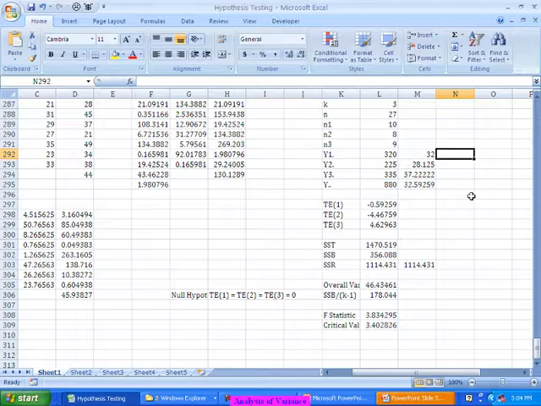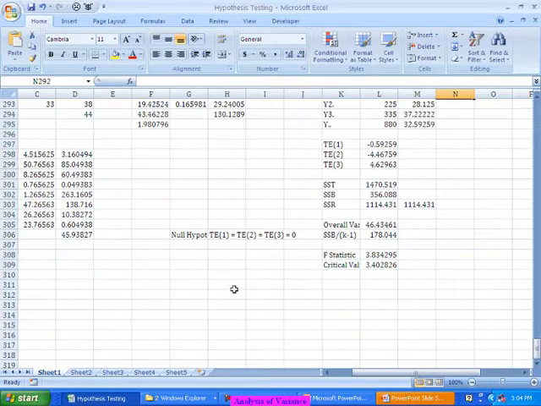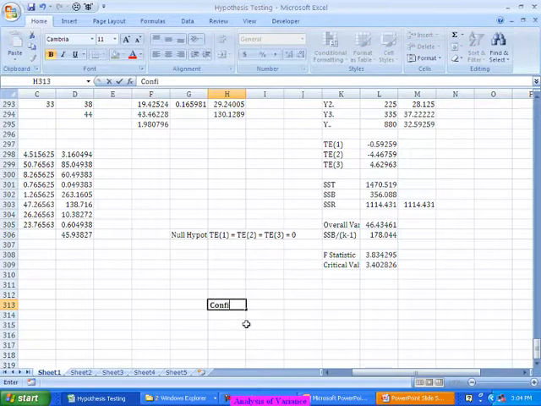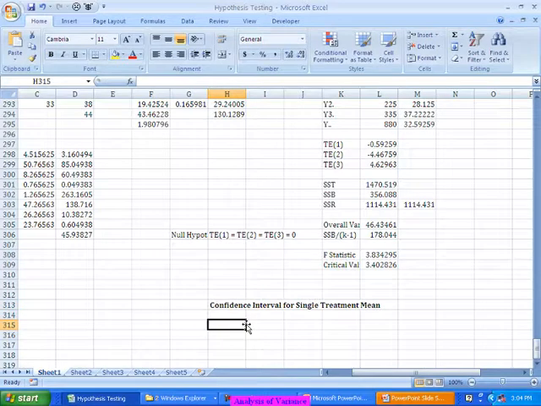In this case, to find the confidence interval, we'll look at two aspects. The first is the confidence interval for a single treatment mean. We can take whatever mean we have got and adjust it with plus or minus t times the standard error, sigma by root n.